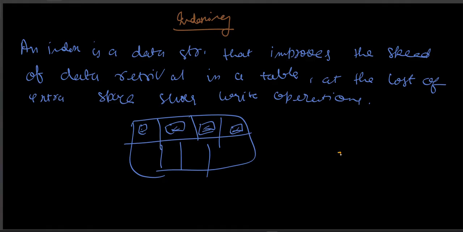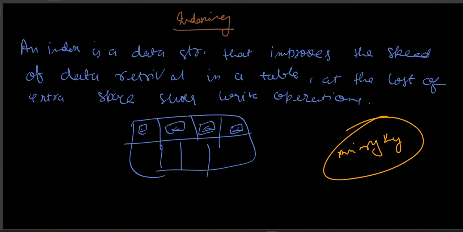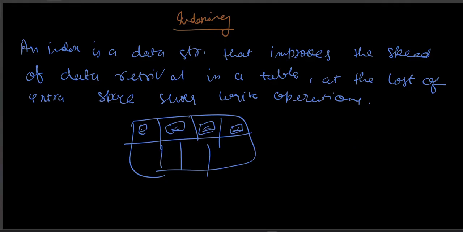Like for a constraint, if you are writing a primary key, then the primary index is already created there. Okay. So the next one is unique index. A unique index ensures that all values in the index column should be unique.